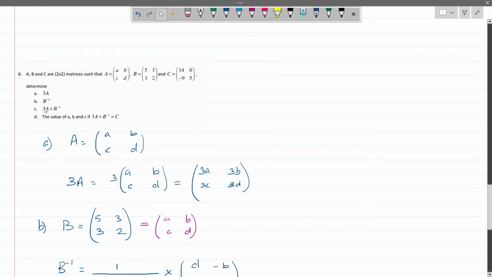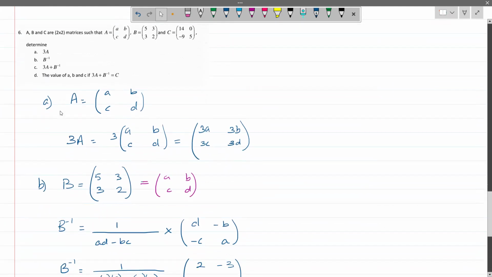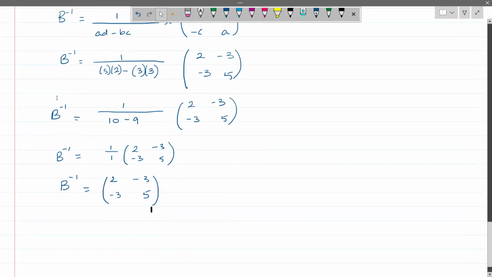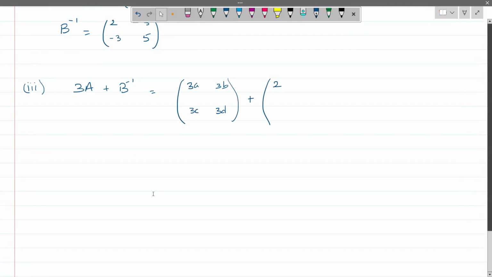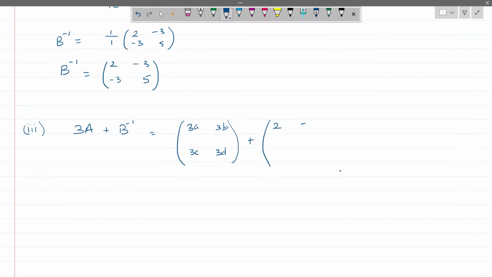Part C says find 3A plus B inverse. So we're combining parts A and B together. They want 3A plus B inverse. We worked out 3A already to be [3a, 3b; 3c, 3d] plus B inverse, which is [2, -3; -3, 5]. Remember, we add in similar positions.